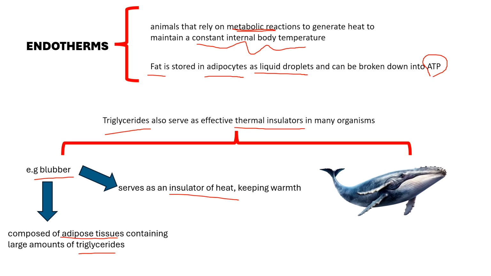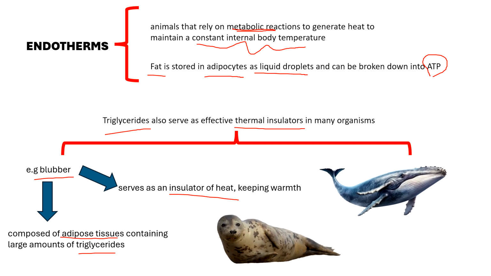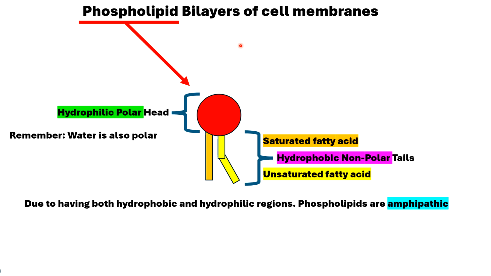Now, different animals with this blubber: whales and seals. Phospholipids can be seen in the bilayers of our cell membranes. This links to another topic, okay?